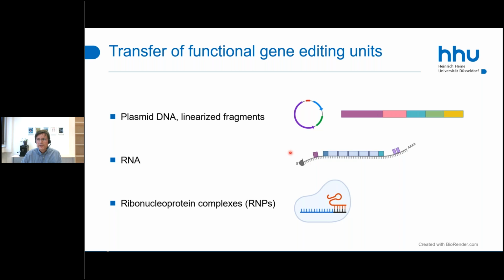So there are several forms in which those gene editing functional units can be transferred into a cell, for example, a plant cell. There could be plasmids or linearized fragments. It could be in the form of RNA, and it can also be a protein, like for the CRISPR-Cas in a ribonucleoprotein complex.